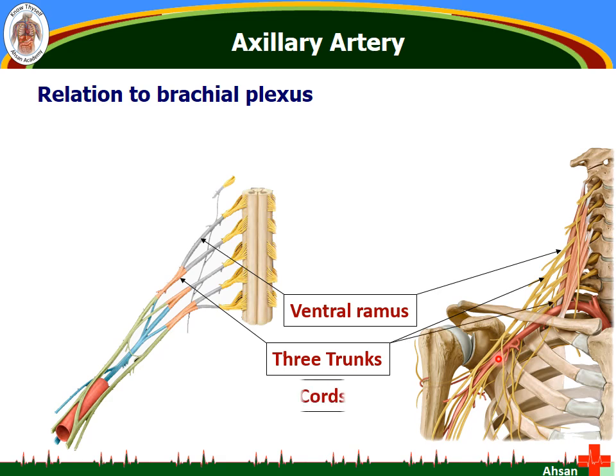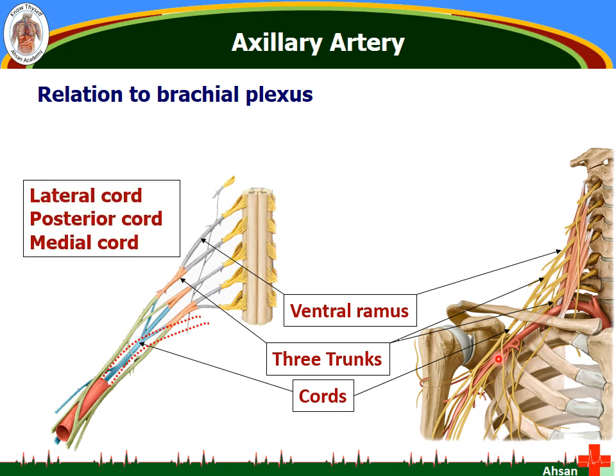Then each trunk divides into two divisions. The posterior divisions unite together to form the posterior cord. This is axillary artery lies here in front of the posterior cord and in between other two cords. So this one you can see, this is lateral cord and this is medial cord, and this lies between these two and in front of the posterior cord. This is an important relation of the axillary artery with the brachial plexus.